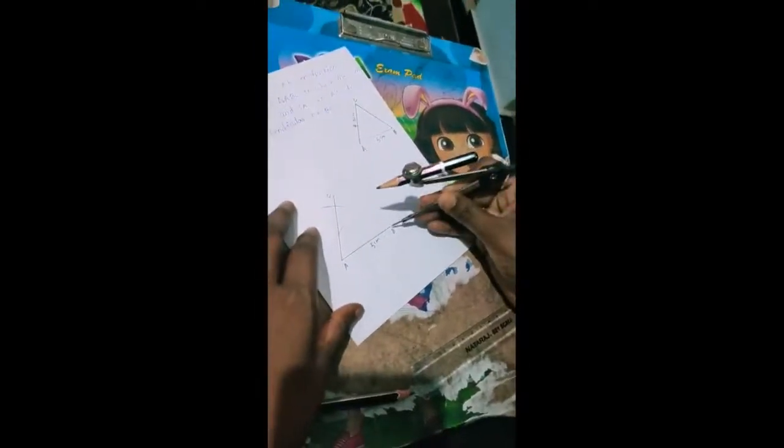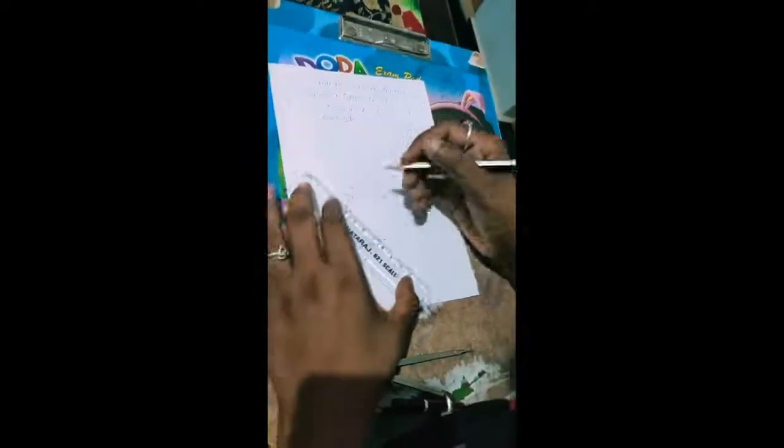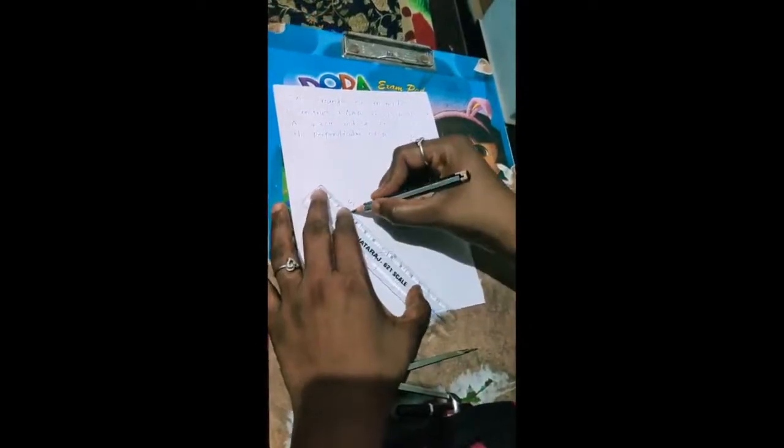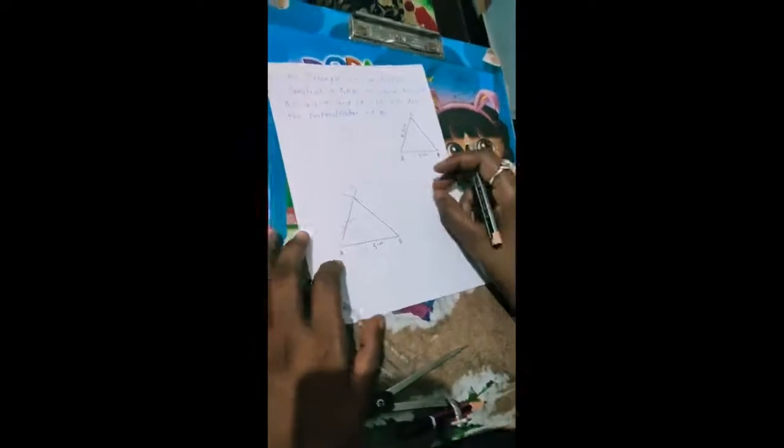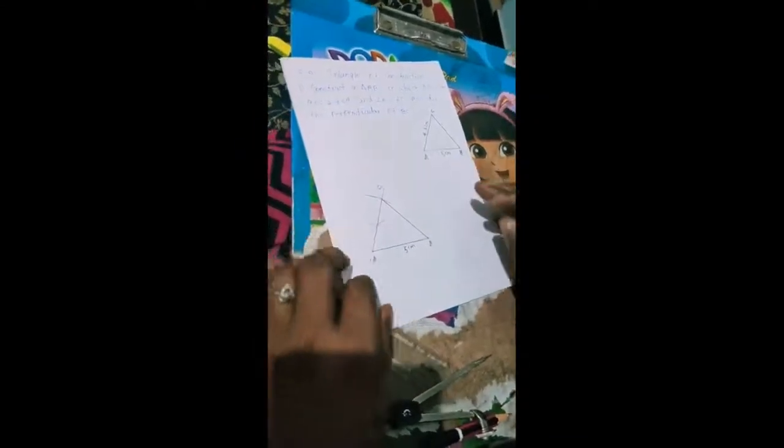Now you can join B and C. So that arc we have cut, right, from here to B. Join B and C. Now we got the required triangle.